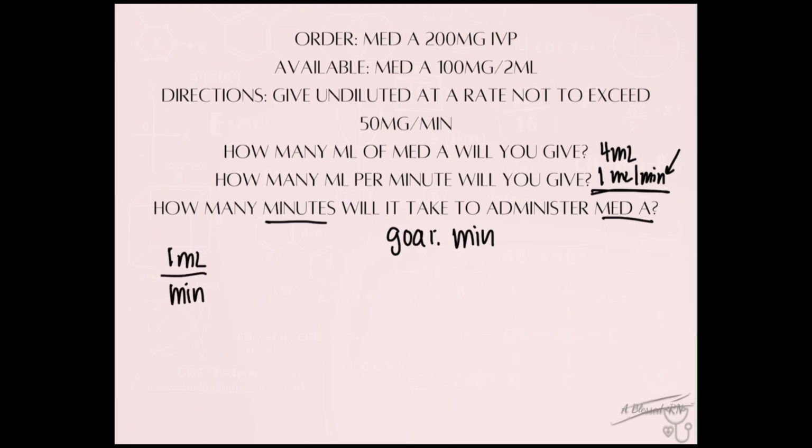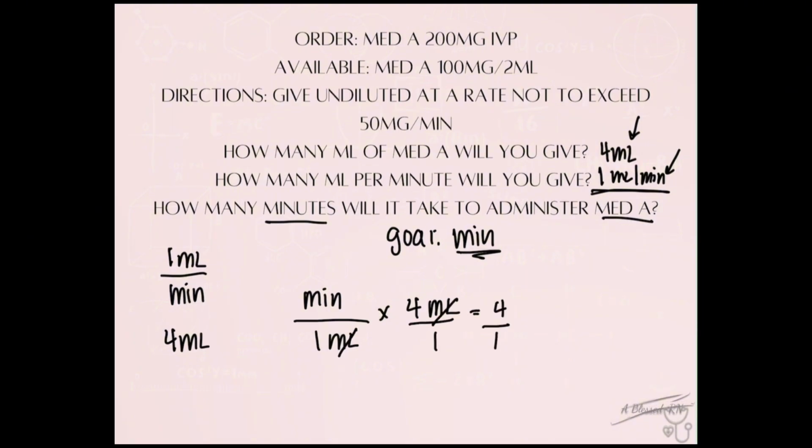So 1 milliliter per minute, that's how fast I can push this drug. And 4 milliliters is how much I need to give to the patient. I'm going to start with minutes this time, so minutes will be first and on top. Minute over 1 milliliter times my 4 milliliters. Because it's by itself, it'll go over 1. Milliliters cancels out, and now I have 4 divided by 1, which means it will take 4 minutes to give this medicine.